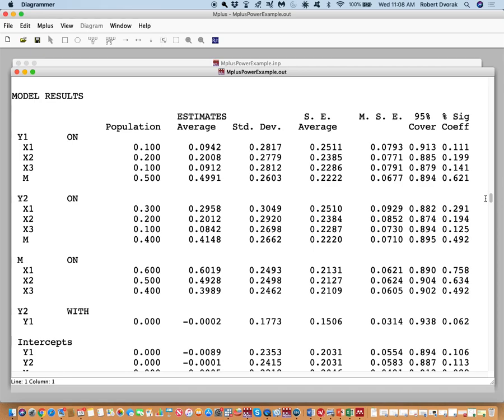All right. So this model gives you the population that you've specified. These are the effects that you've specified, right? These are the average estimates based on those 1,000 random draws that we had. And we said that we only have 20 people, which winds up giving you a very wide standard deviation and standard error average. And then this last column over here is our power for each one of those paths that we specified, right? So for x1 on y1, our power is 0.11, x2 on y1, 0.19, 0.14.